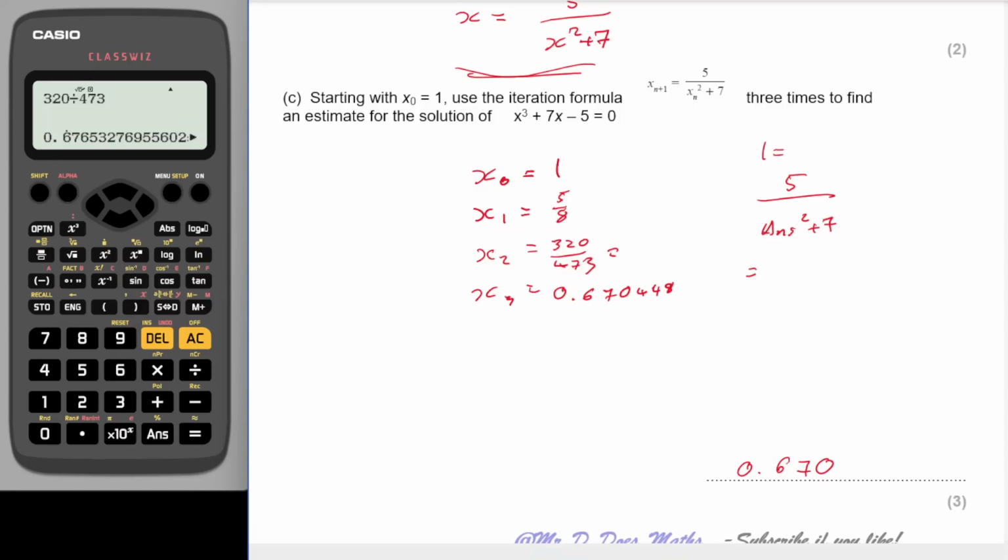Let's just check the mark scheme. What does it say? They're arguing for another decimal point.